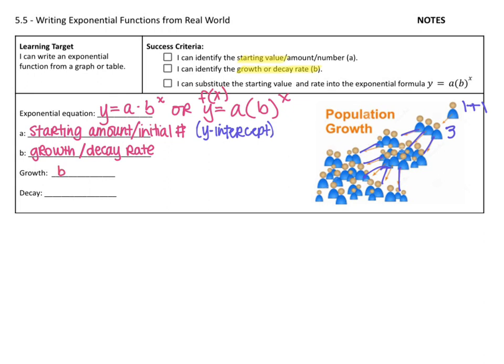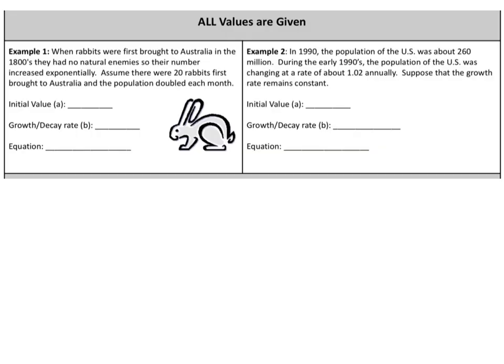Remember, growth is if the b value is greater than 1. Anytime you have a growth, it needs to be greater than 1. And then for decay, your b value is going to be between 0 and 1. Remember, growth looks like this, and decay is looking more like that, the opposite way. So let's look at when we're given the a and the b values initially, where all values are given.